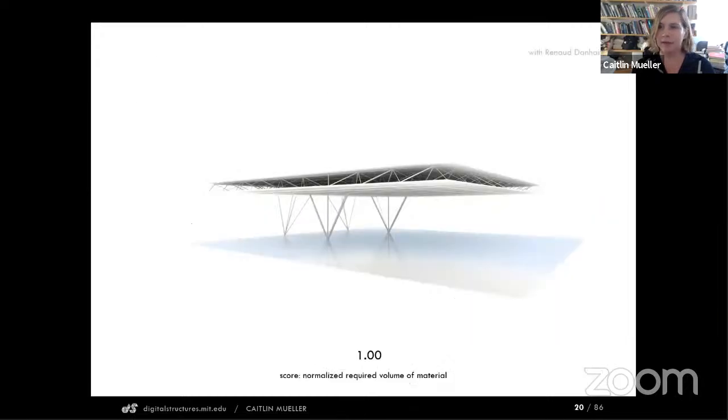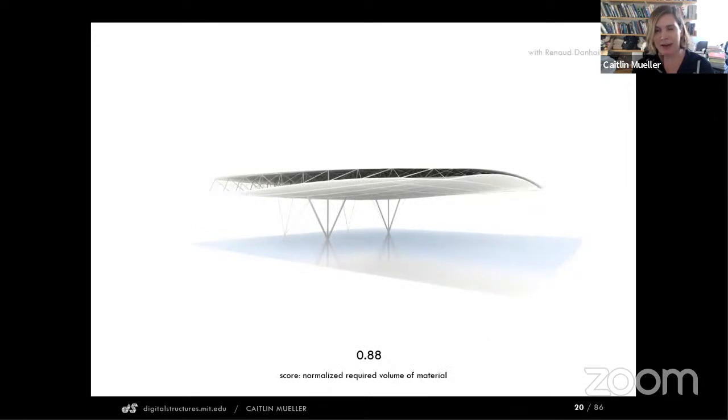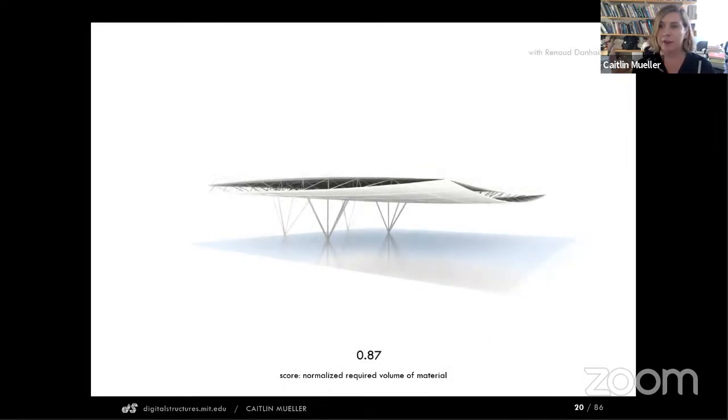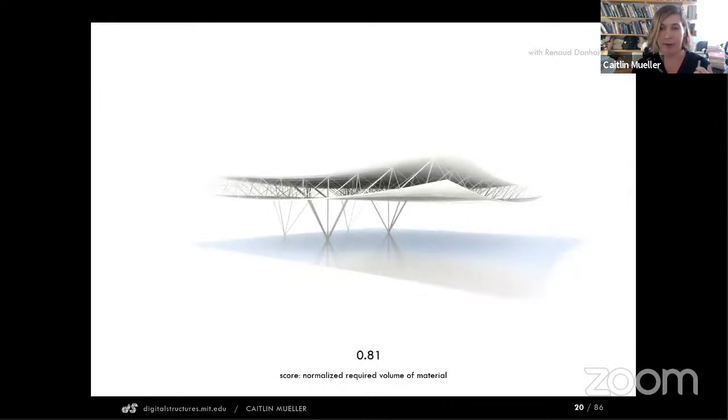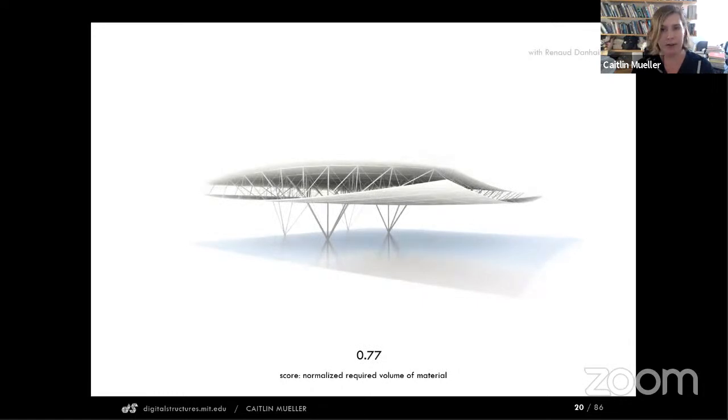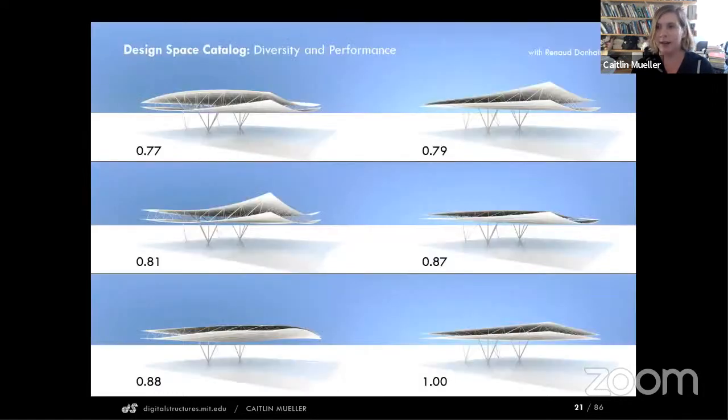So this idea of a design space catalog can be applied in many typologies and many structures. This is a long span roof with a space truss. Again, the geometry is critical to performance. It's not an accident that the designs that use less material have more interesting geometries. And if we start to consider this in 3D, we see an even broader range of interesting solutions because three-dimensional force flow has even more diverse ways to be efficient. And so these kinds of catalogs can reveal this to us.